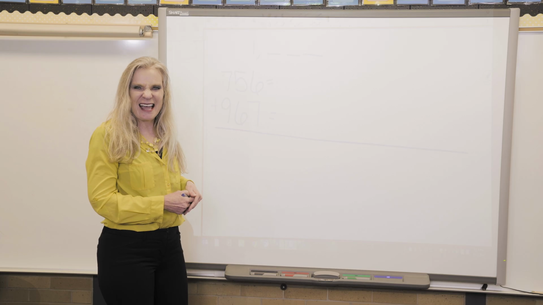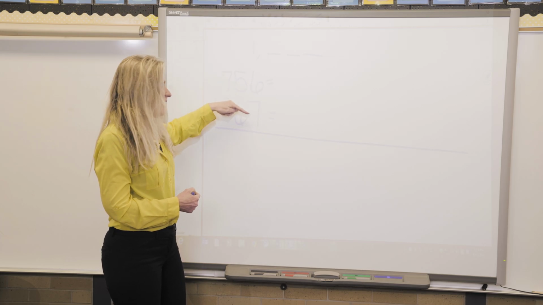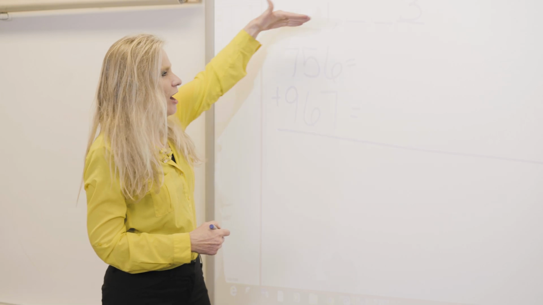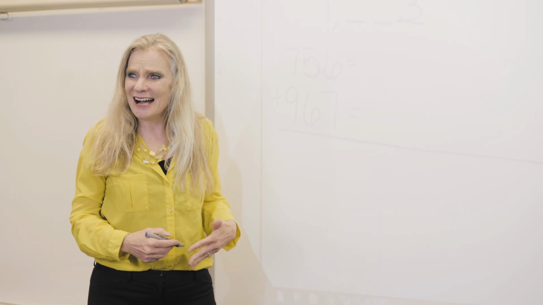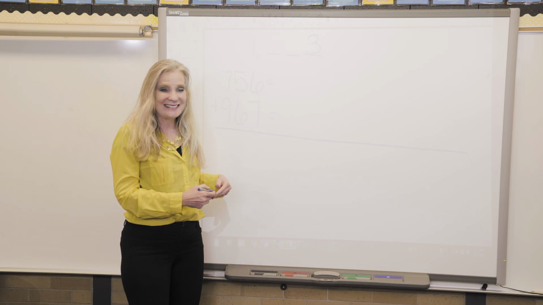Now, when we add the extras for the ones, there's an extra 1 in 6 and an extra 2 in 7. So we know that we're going to have a 3 in the ones column. So all we have to figure out is how many hundreds and tens. But look at that mental math we're teaching the kids right in second grade.